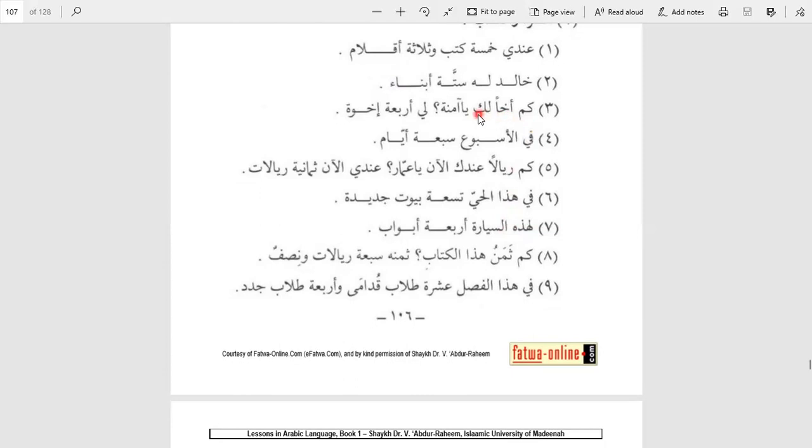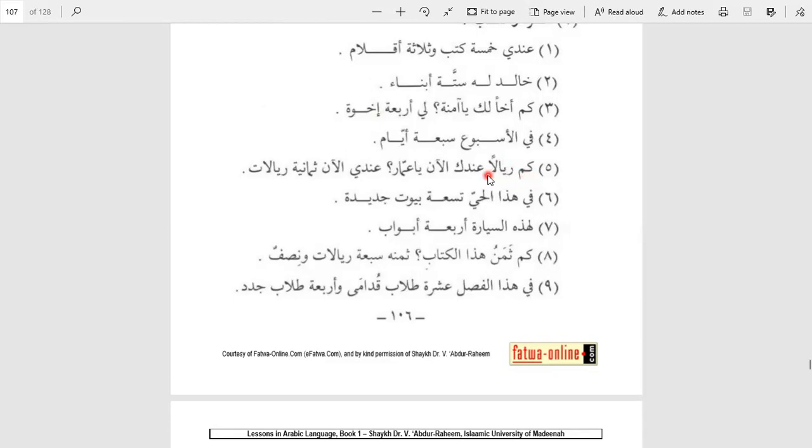Kam akhan laka ya Aminat? How many brothers do you have, O Amina? Li arba'atu ikhwatin. I have 4 brothers. Fi isbu'in sab'atu ayyamin. In the week, they have 7 days. Usbu'in is week. Ayyam is plural of yaumin. Yaumun, ayyam. This is the plural of yaum, days.